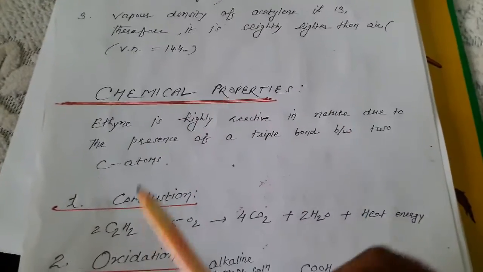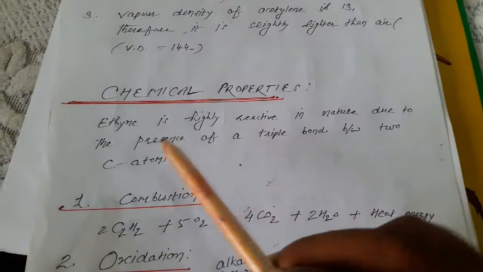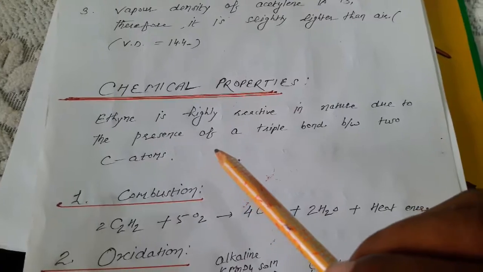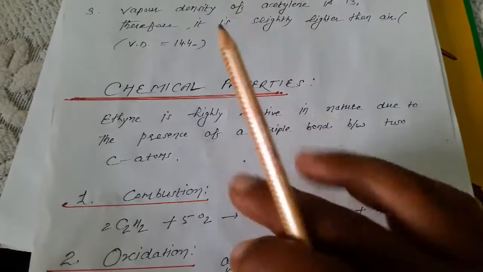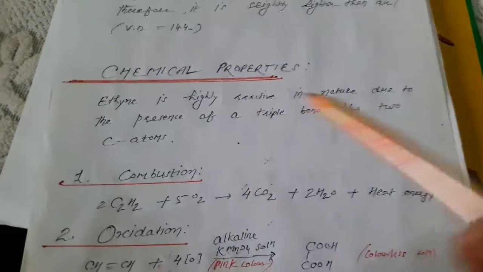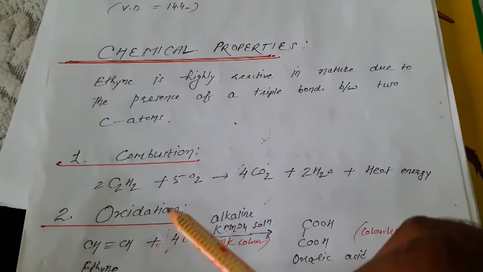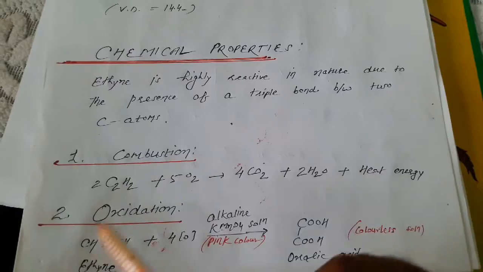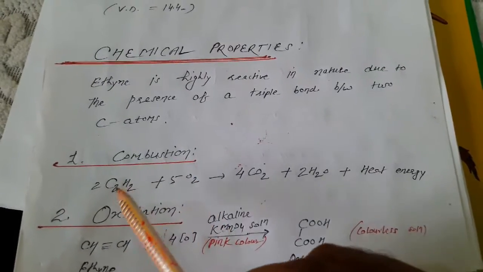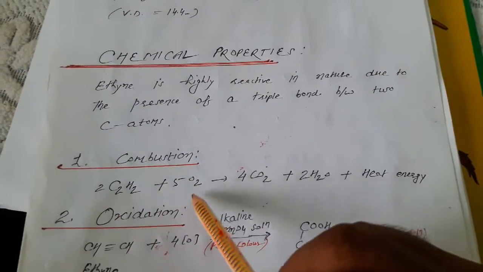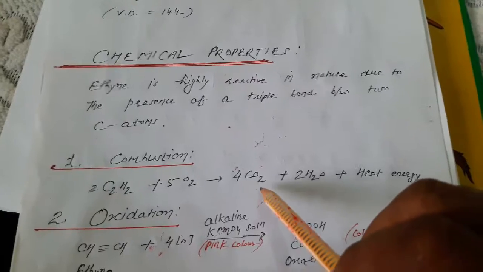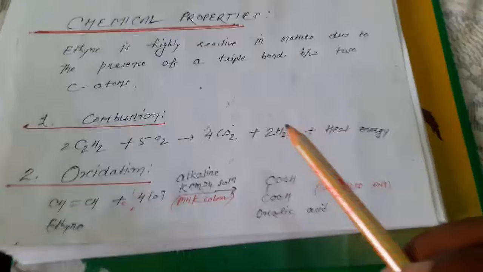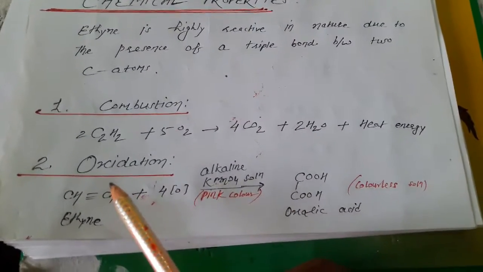Chemical properties: ethyne is highly reactive in nature due to the presence of a triple bond between two carbon atoms, similar to the double bond present in ethene. Okay, so first, some important chemical properties or reactions. Combustion. In excess supply of oxygen, acetylene gas burns and produces CO2, water and heat energy. Okay, so that is a highly exothermic reaction.